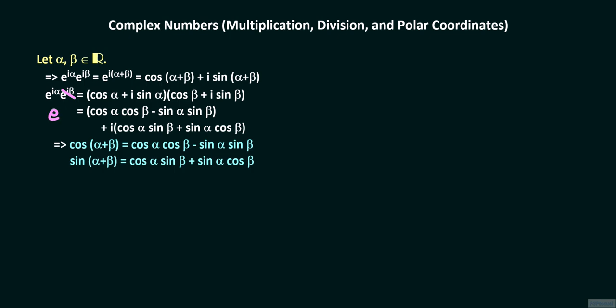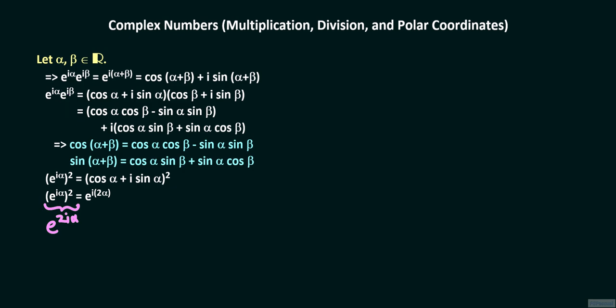Now, if beta were to be equal to alpha, then we would have the square of e raised to the power I alpha. This should be equal to the square of the quantity cosine alpha plus I times sine alpha. Applying another law of exponents, the square of e raised to the power I alpha equals e raised to the power 2 times I times alpha, or e raised to the power I times 2 times alpha.